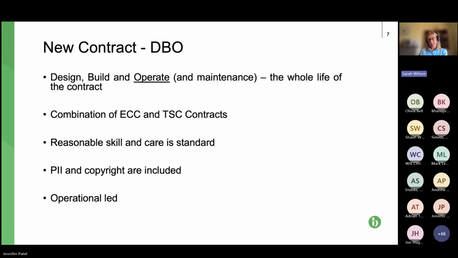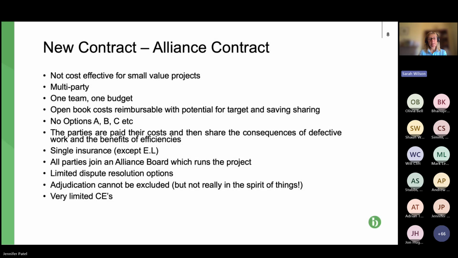Also, it contains PII, professional indemnity insurance requirements, which goes hand in hand with the design issue, and also copyright, again, hand in hand with design. So if we can move on to the next slide, please.